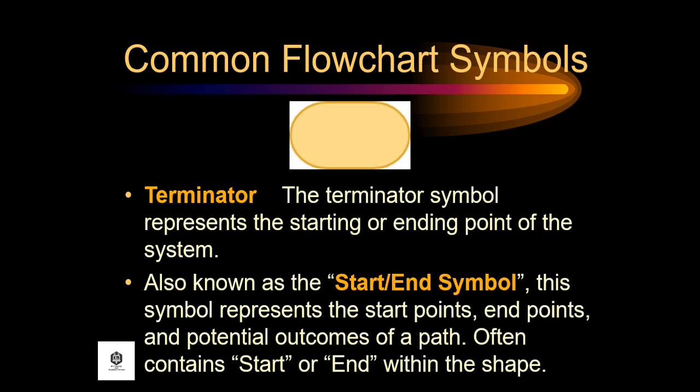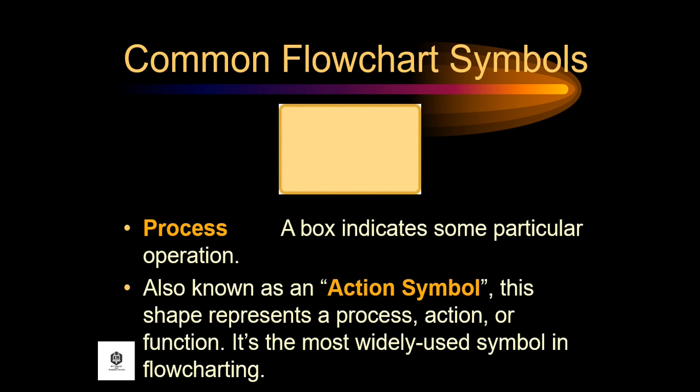Terminator. The terminator symbol represents the starting or ending point of the system, also known as the start or end symbol. This symbol represents the start points, end points, and potential outcomes of a path, often containing start or end within the shape. Next is the process. A box indicates some particular operation, also known as an action symbol. This shape represents a process, action, or function. It's the most widely used symbol in flowcharting.